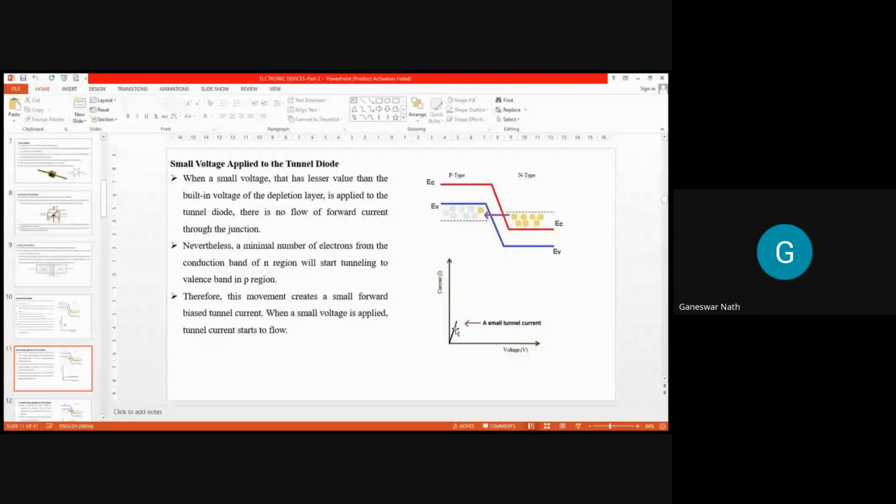Now you see, I applied a small voltage here. When I apply a small voltage, what will happen? The electrons from the N type will move towards the P type. When we apply some bias or voltage, a few electrons are transferred from the N to P type, so the current slightly increases. So this is a small tunnel current. Clear?